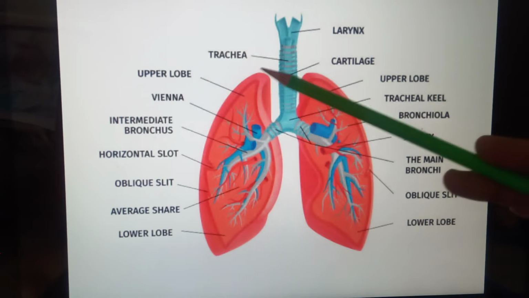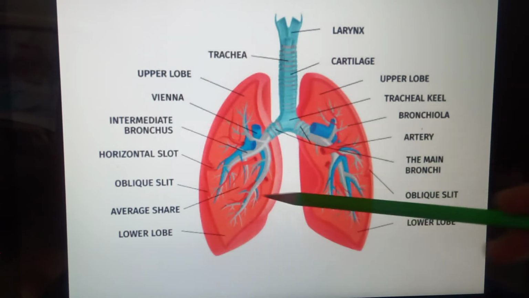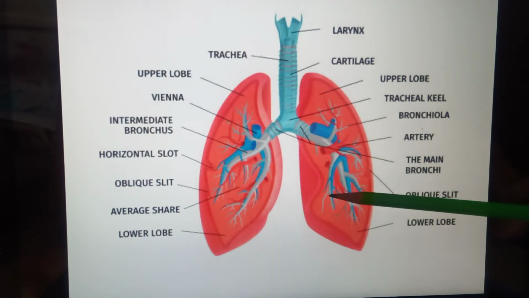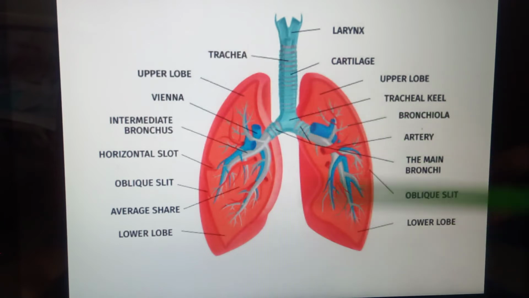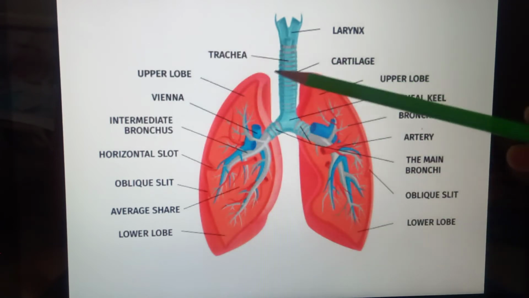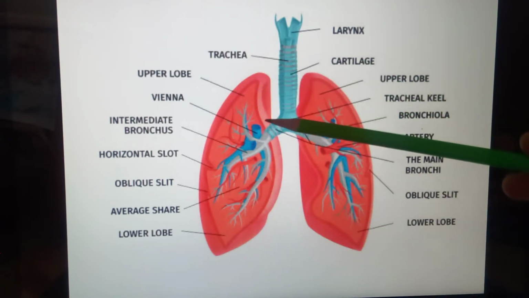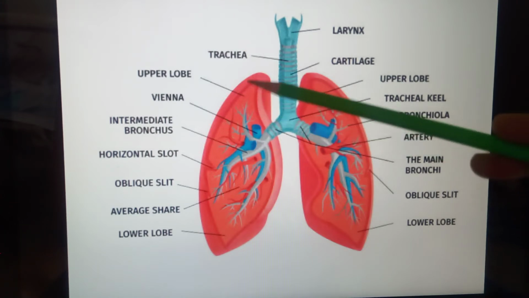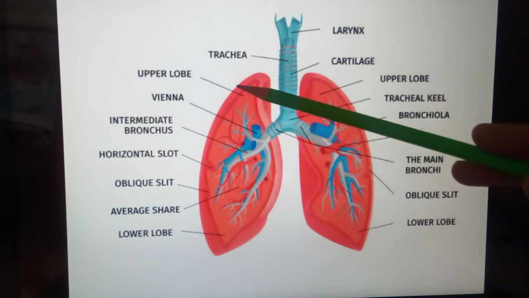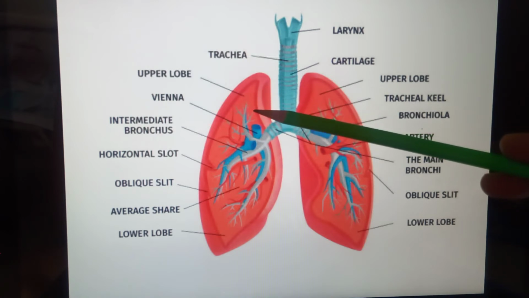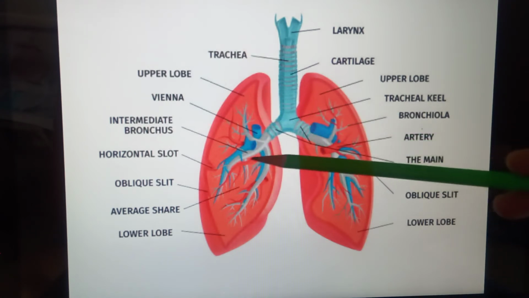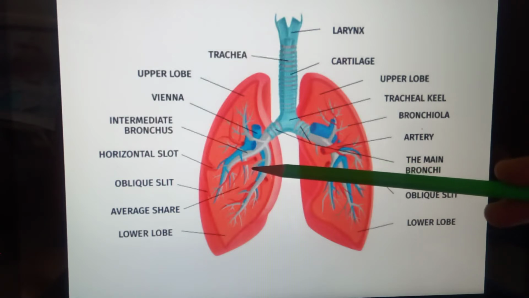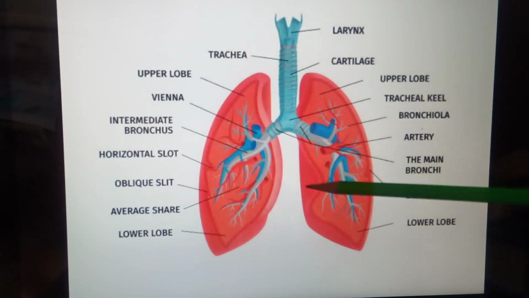Now both lungs are present in the pleural sac. Each lung is enclosed with a pleura, which contains pleural fluid. There are two pleura for the lungs, the visceral pleura and the parietal pleura. So what is the visceral pleura? It is attached to each lung; both lungs are attached with the visceral pleura.